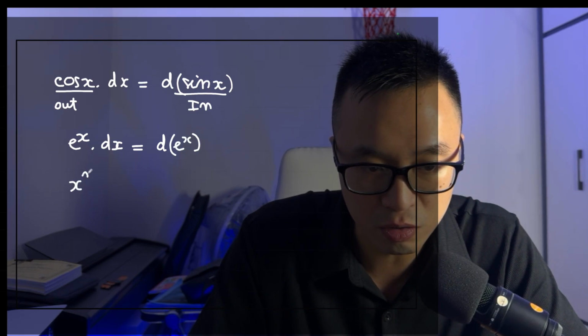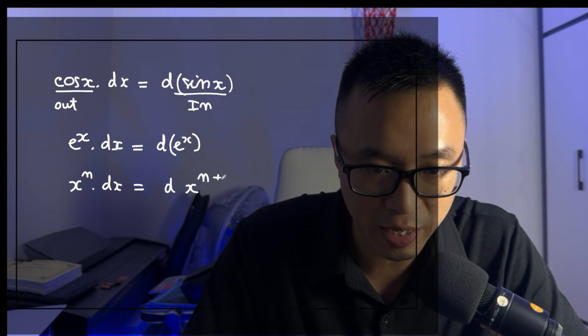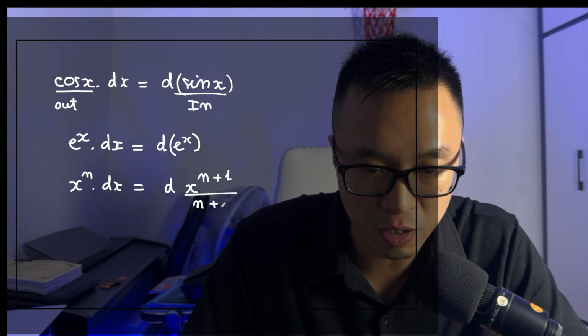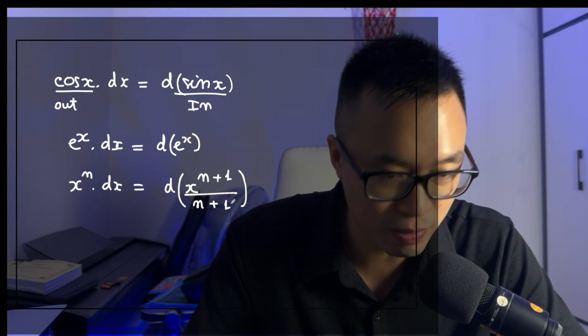And going on for the general function, you will have d of x to the power of n plus 1 over n plus 1 here. So what is the main point of this action? What is the main point of each action?